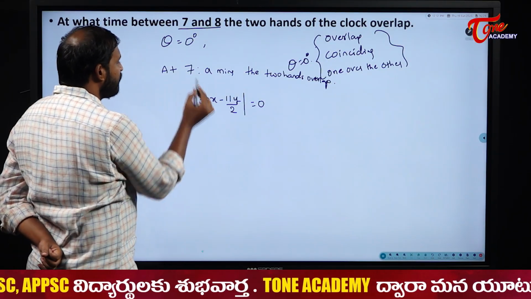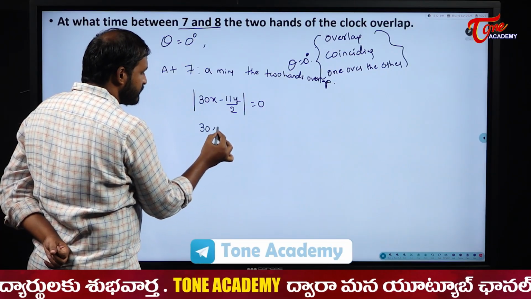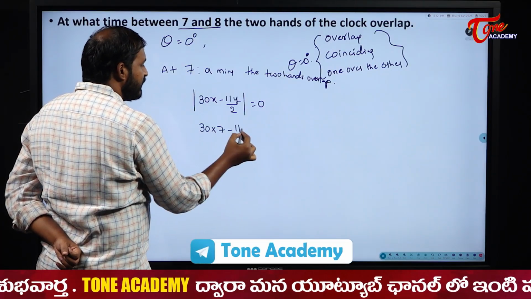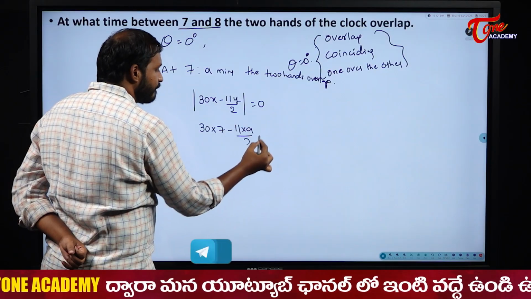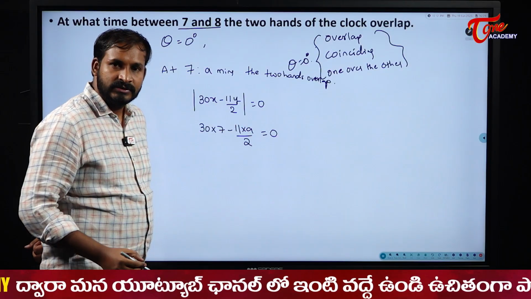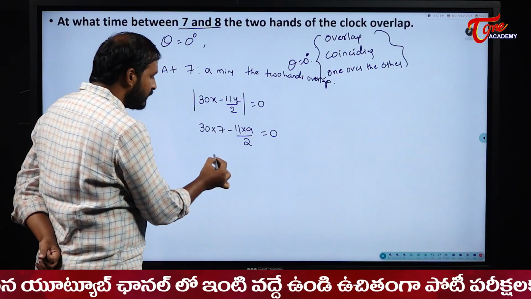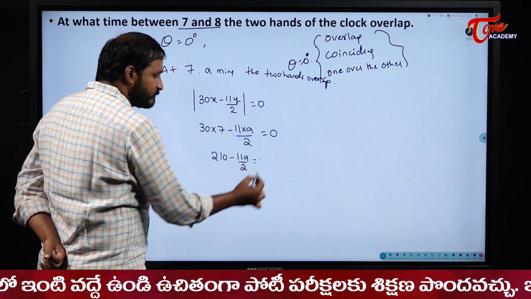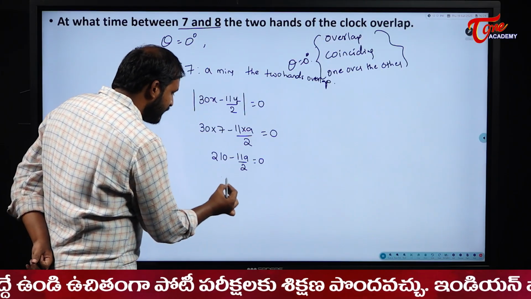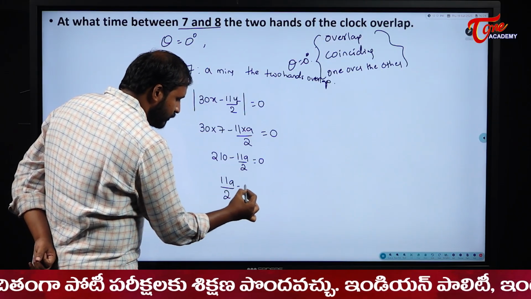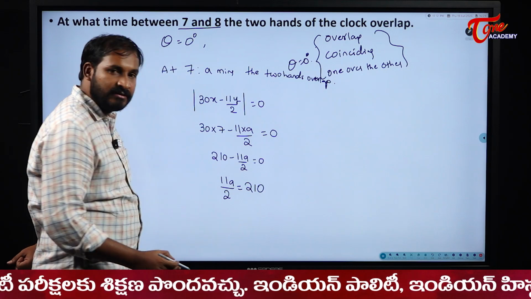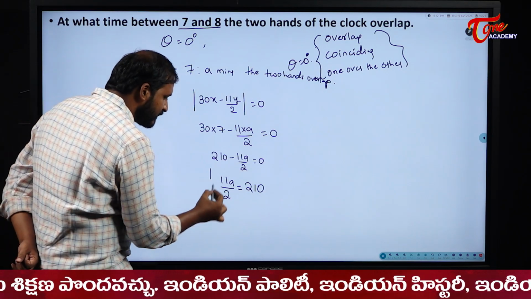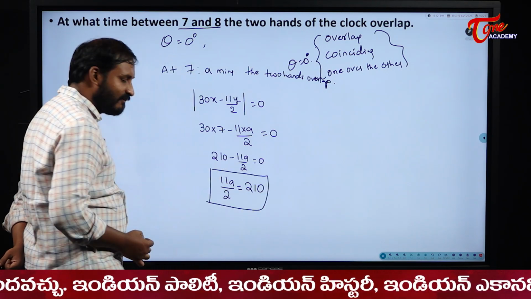Now, 30x minus 11y by 2, right? So, here x is what? 7. So, 30 into 7 minus, y is what? a. So, 11a by 2 is equal to 0. So, overall this will become 210 minus 11a by 2 is equal to 0. And 11a by 2 is equal to 210.